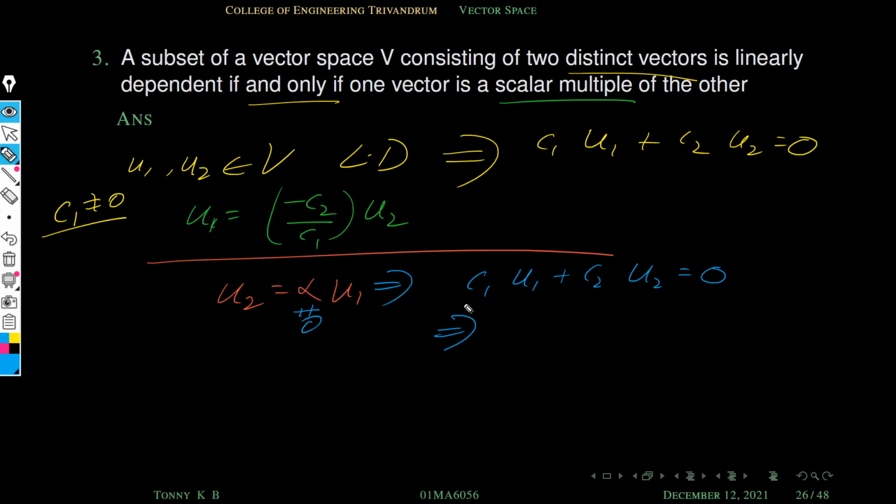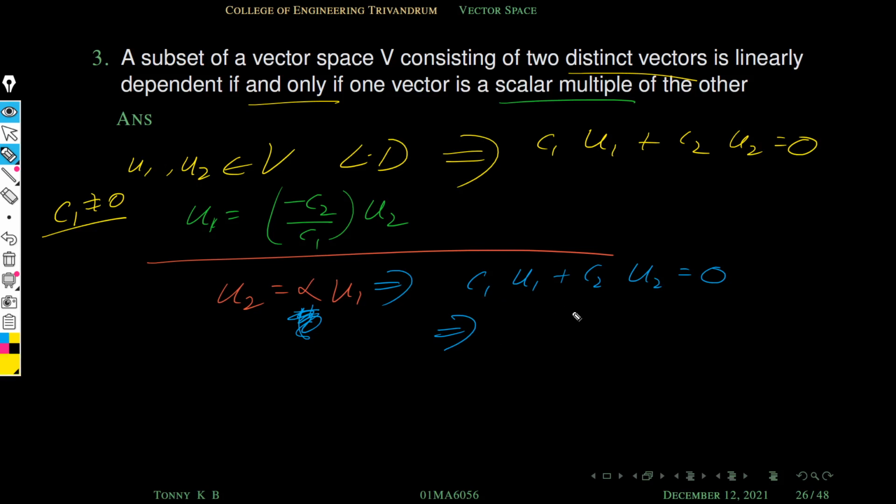Okay, so what happened? If alpha is 0, no problem. If it is 0, then both the vectors are 0. We know that the 0 vector is linearly dependent, no doubt. So this is c1 u1 plus c2 u2. Our question is, does there exist non-zero scalars c1 and c2 such that c1 u1 plus c2 u2 equal to 0 for this particular u1 and u2? If u1 and u2 satisfy this condition, we have to show that they are linearly dependent. That means, does there exist a non-zero scalar satisfying this condition?